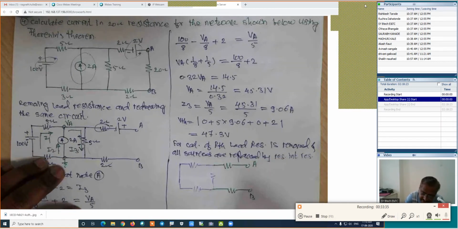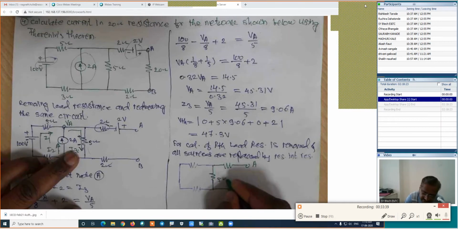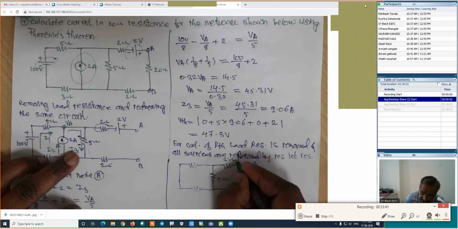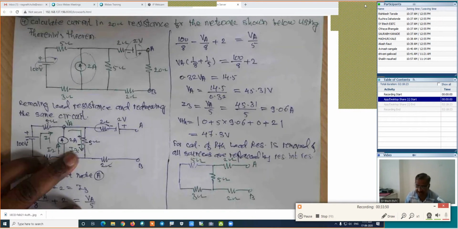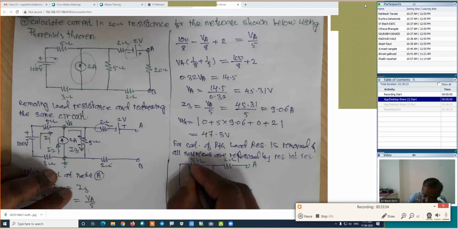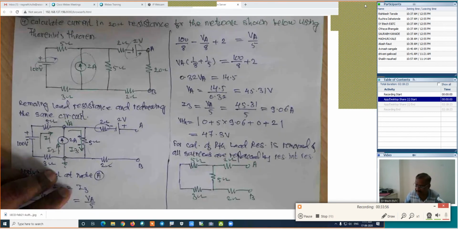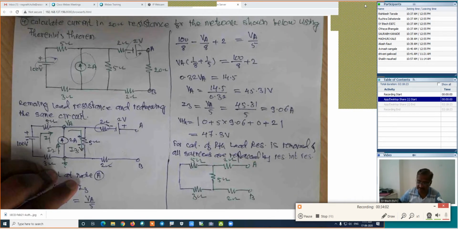Is it right? There is another resistance. Its value is 5. This value is 2. This value is 2. This is 5. And this is again 3 ohm. Its resistance is 3 ohm. Is it right? So here in this case, we will use the series and parallel combination, and we will try to find out its value.